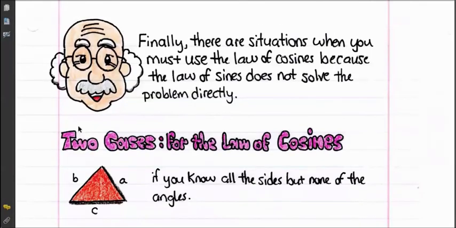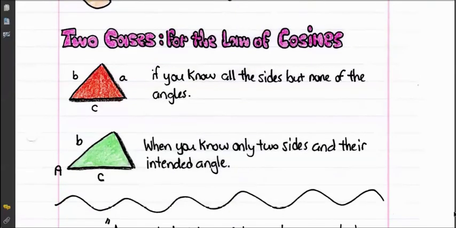Finally, there are situations when you must use the law of cosines because the law of sines does not solve the problem directly. And so there are two cases pretty much when you want to use the law of cosines. What are the two cases? The first case is when you know all of the sides but none of the angles. If you get a triangle where you know all of the sides but none of the angles, that means the law of sines will not give you what you need yet. So you have to use the law of cosines.